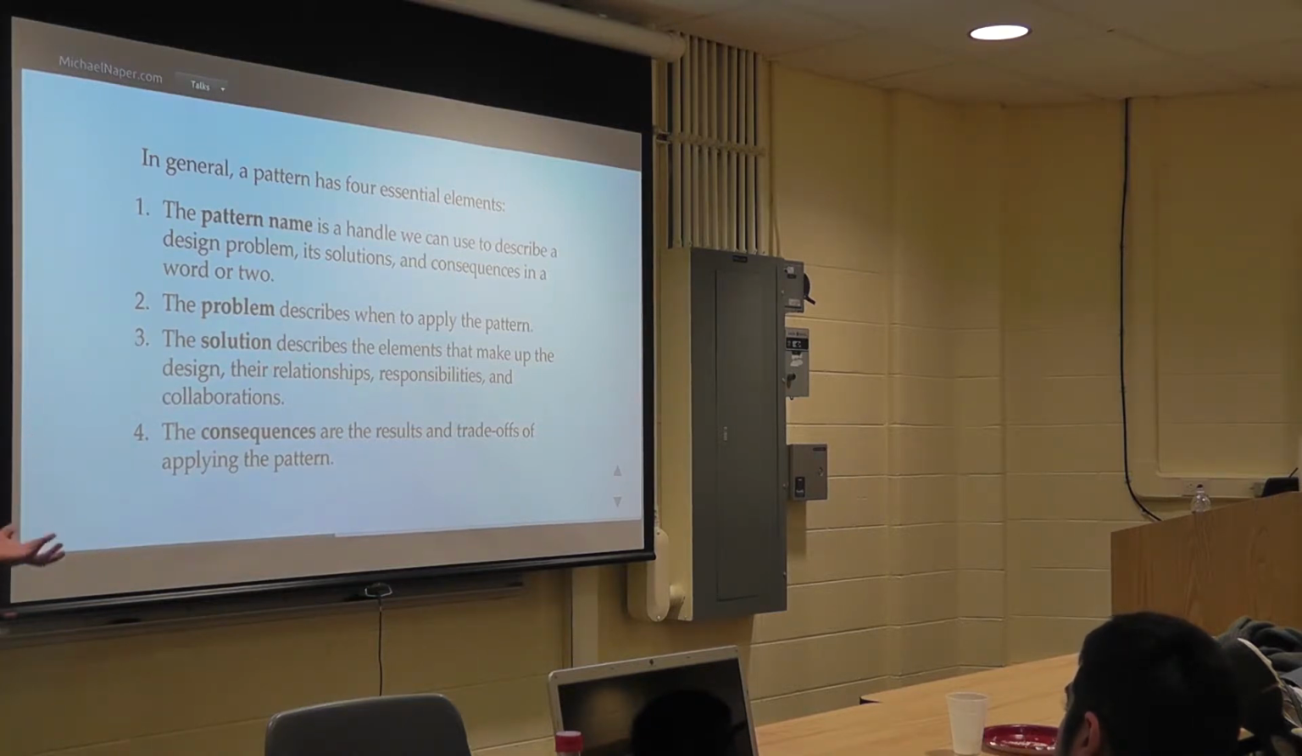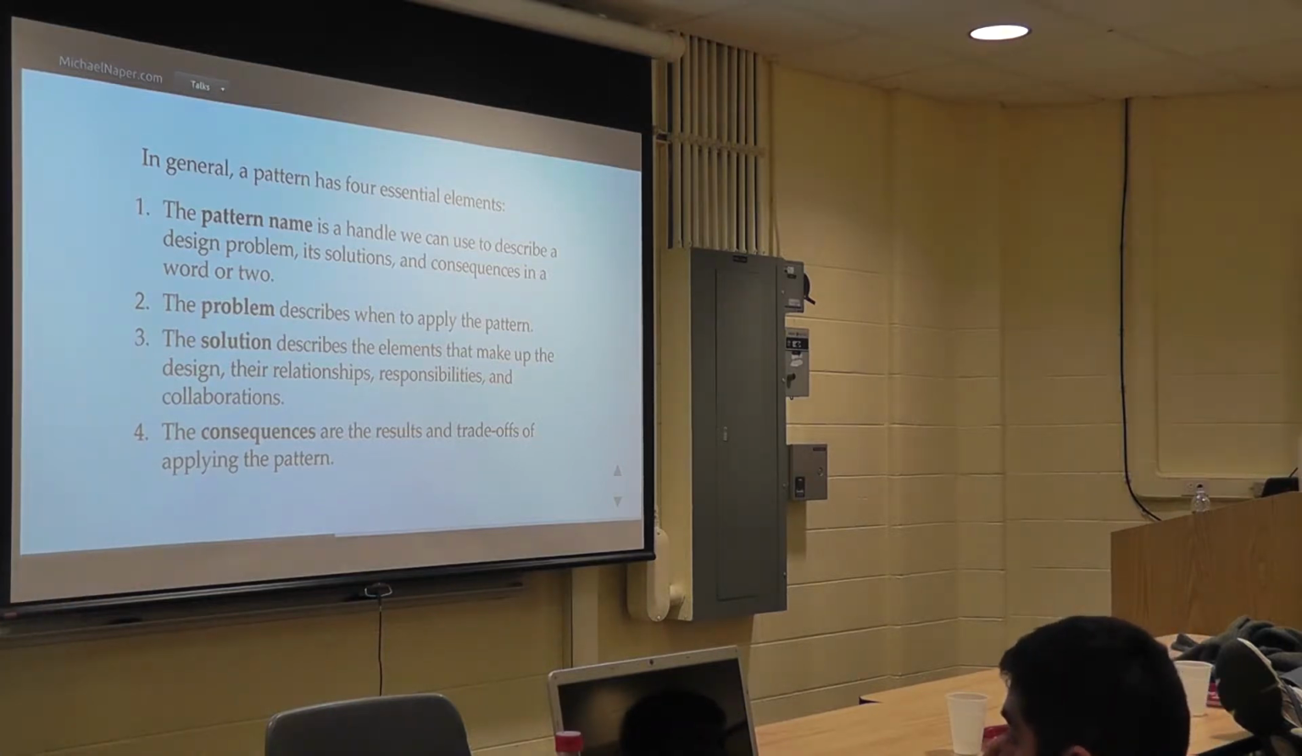The problem describes when to apply the pattern, and the solution describes how the pattern actually works. So it's not just do this and that, but actually talking about how classes connect with each other, references, the relationships and responsibilities that go on between them. And then, of course, the consequences are the results and trade-offs that go with them. Sometimes a pattern seems really ideal, but then you realize you have, say, time issues or something like that, and so maybe this pattern is not the best to use. So you definitely want to consider all the consequences.